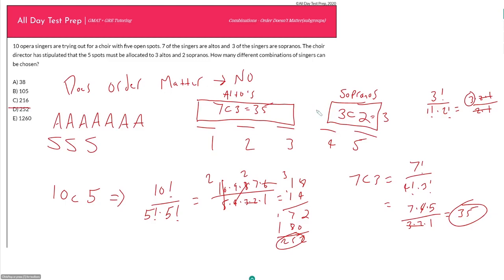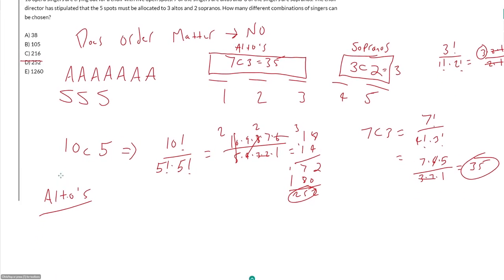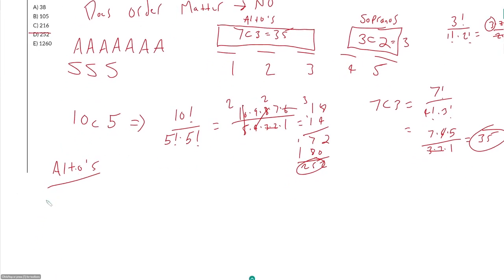Then what do we need to do with these 2 numbers? Are we multiplying them or are we adding them? And so for that, we talked about this a little bit in the last video, but I think we have a better scenario here to explain it. Let's say my altos, I got 7 altos, let's say that's person A, B, C, D, E, F, and G. Then my sopranos are X, Y, and Z.